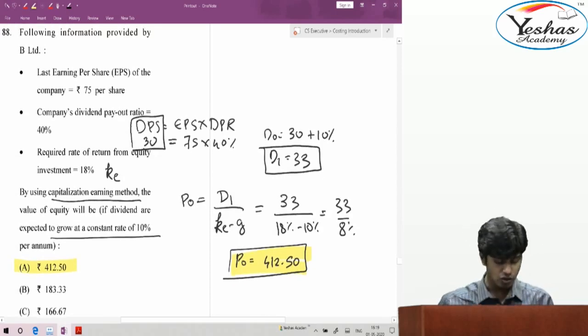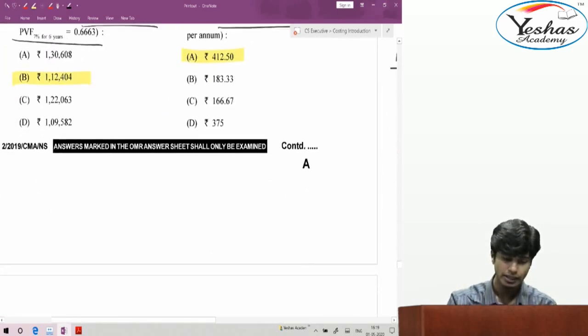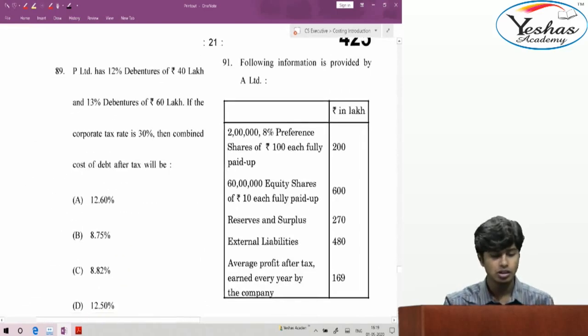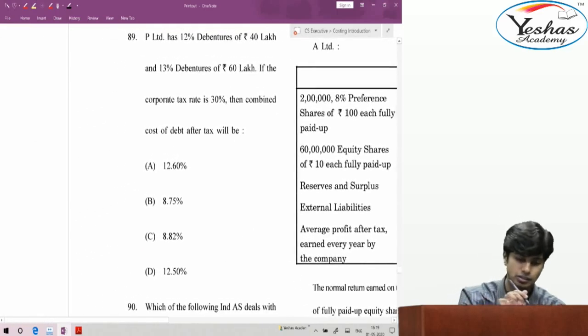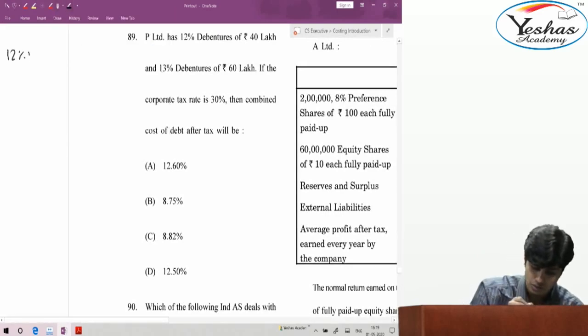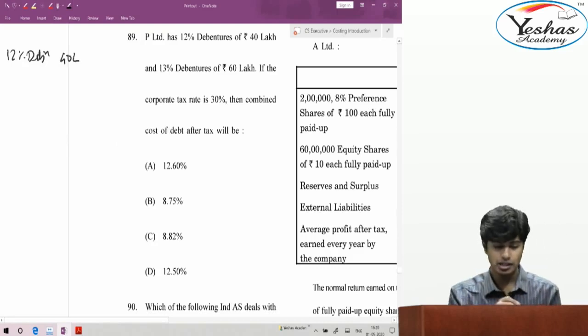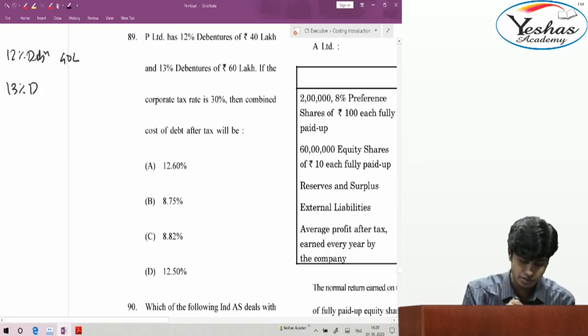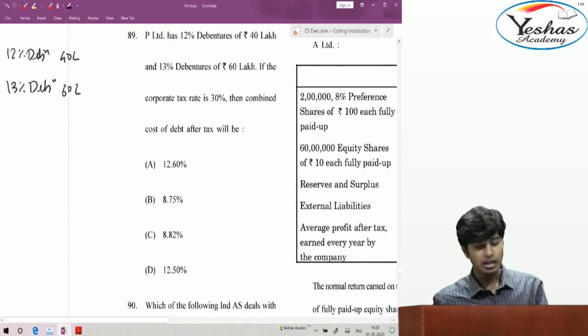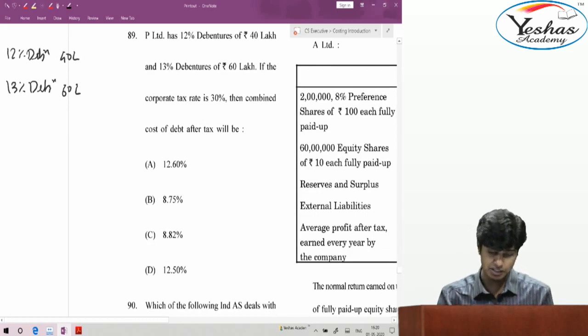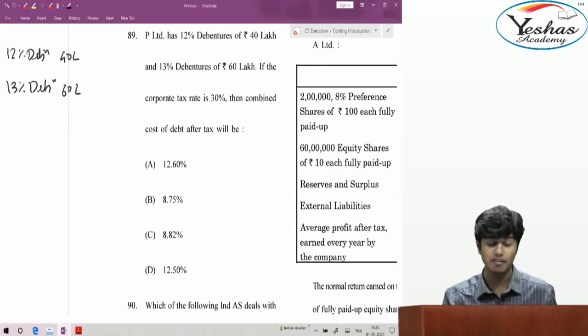Come on now, let us go to question number 89. The 89th question. P Limited has 12% debentures of 40 lakh and 13% debentures of 60 lakh. What do they want? If the combined corporate tax rate is 30%, then cost of debt after tax will be how much?